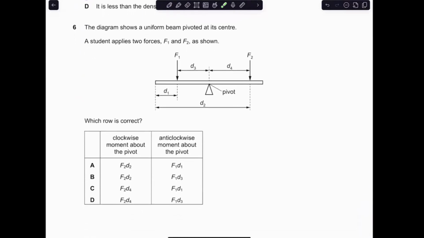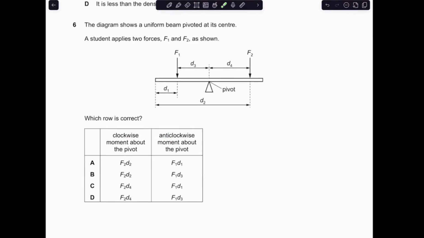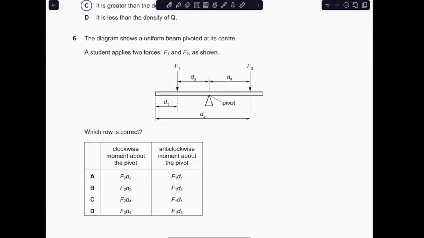Number 6, we have a uniform beam pivoted at the center, and a student applies 2 forces, F1 and F2. Which row is correct? They want the clockwise moment about the pivot and the anti-clockwise moment about the pivot. Now, when you're doing problems related to moments, again, a good idea is to quickly mark the directions of the moment of each force. If we see the pivot is here, now F2 will have a moment like that. That means it's a clockwise moment, so we can just draw an arrow like that. F1 will have an anti-clockwise moment, so we can do that. So then you see now we know which one should go where.